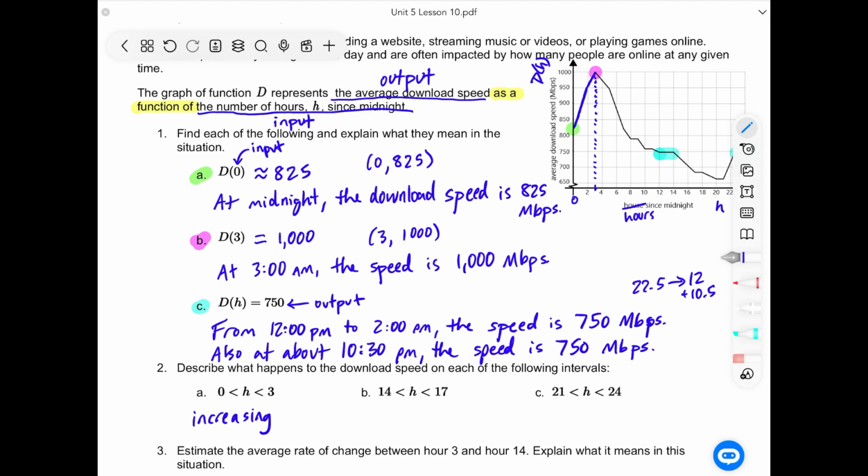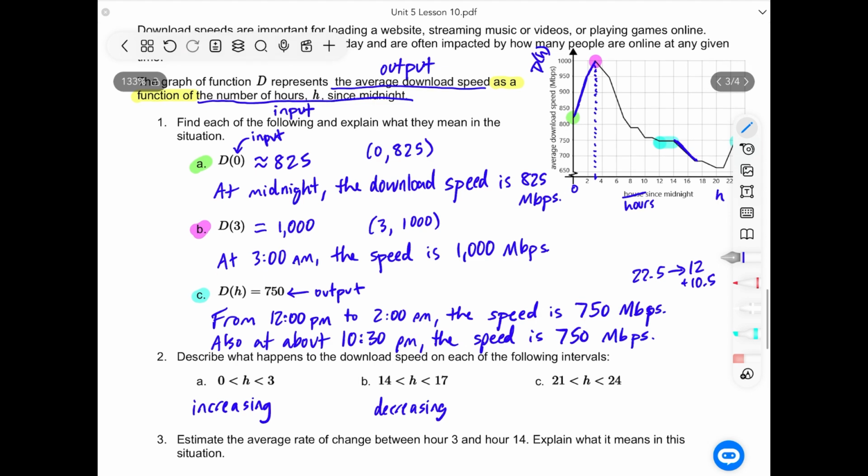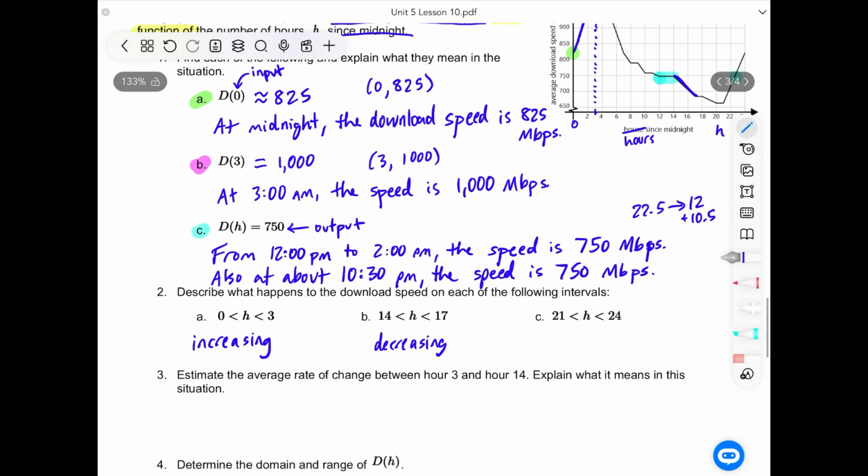What about from 14 to 17? Well, if we look at the graph here, start at hour 14, we are going down, down, down till we get to right about there in the middle at 17. That appears to be decreasing for the entire interval. And then from 21 to 24, it's going to be right here, going up, up, up, up, up. It looks like it is increasing the whole time.